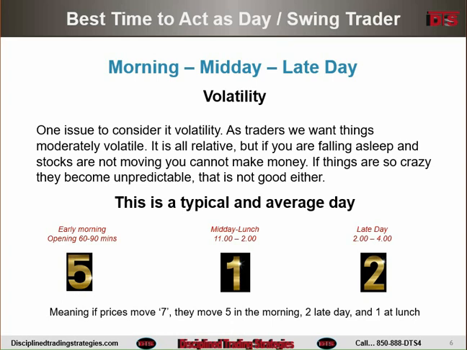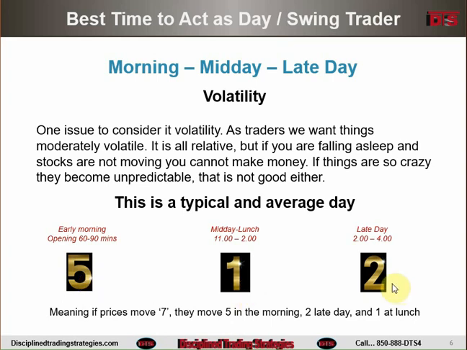Here's one pro and con, and that is the volatility. Now, this is not an absolute every day, but if you just take an average over the stocks we're looking at, over various times of the day, over various days of the week, this is kind of typical. In other words, early morning, the opening 60 or 90 minutes would rate a 5, lunch would rate a 1, and late day would rate 2. What does that mean? Well, it means if something moves 7 in a day, whatever, 5 of that move will occur in the opening 60, 90 minutes, 1 during lunch and 2 late day.